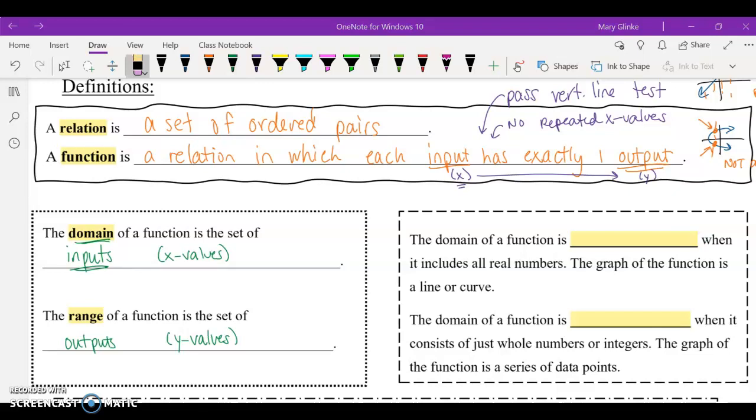For both your domain and range, you are going to want to list them from least to greatest.